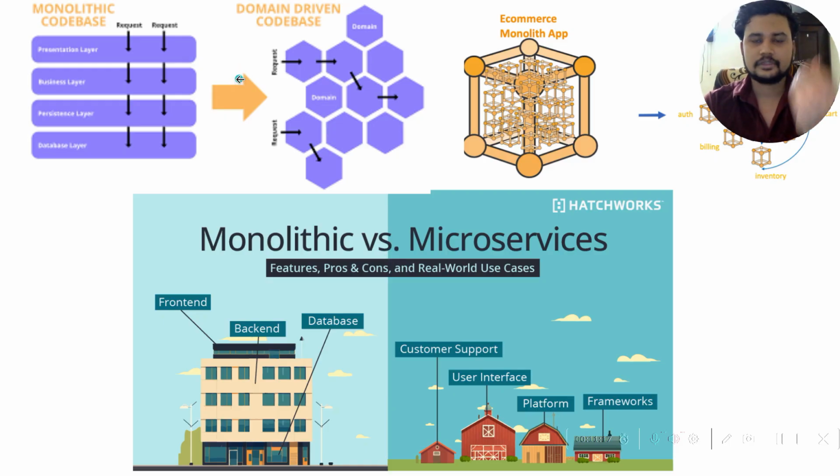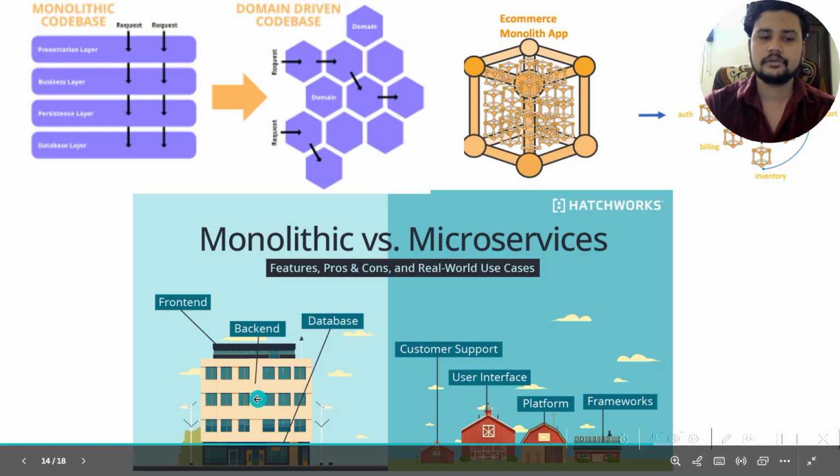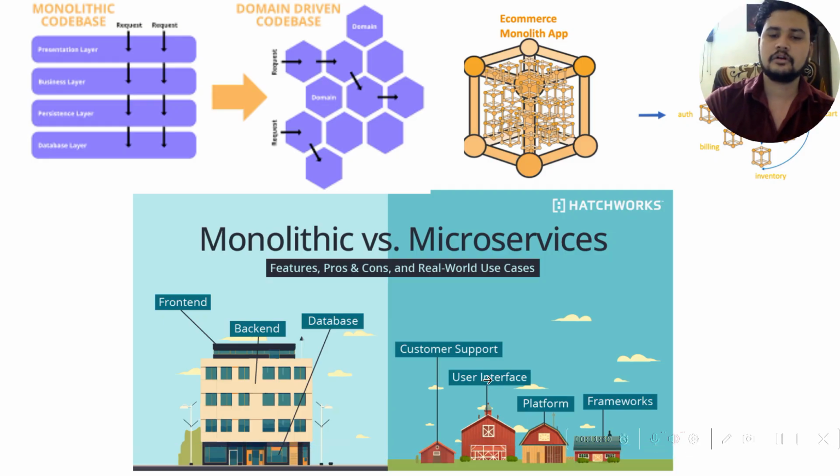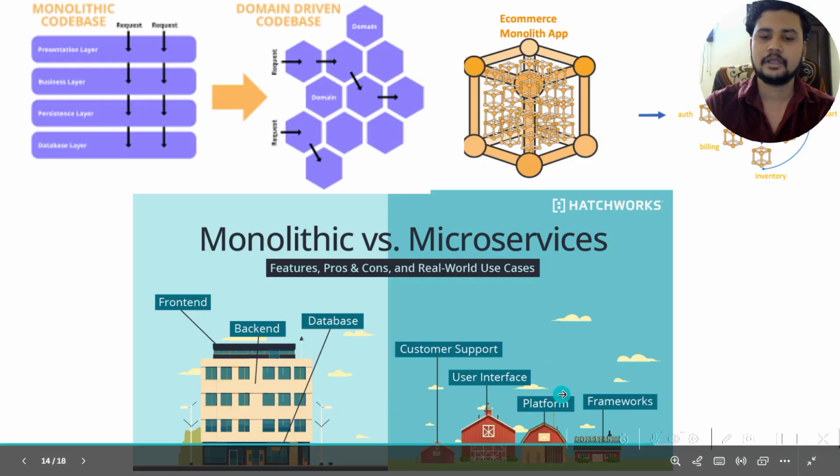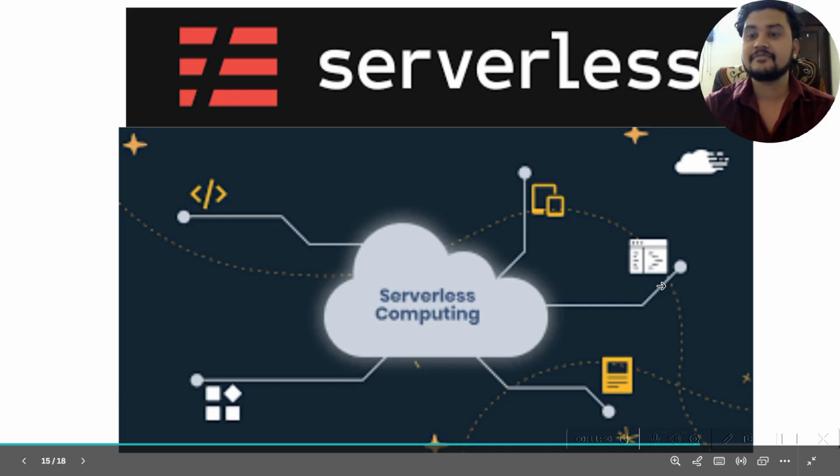This is the overview in the picture view of how the code base in monolithic is tightly coupled. The monolithic acts as a single building where the front end, back end and database are all stored in a single building, whereas in microservices each and every building is small, based on the use cases: customer support, user interface, platform, framework. Okay, next we're gonna see serverless.